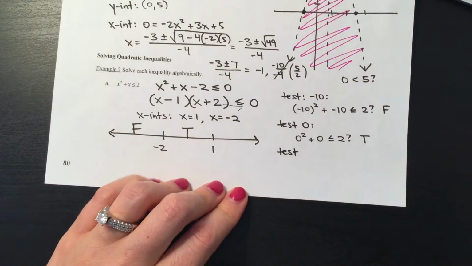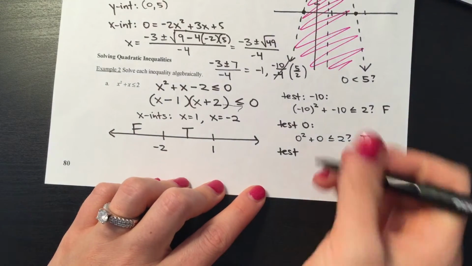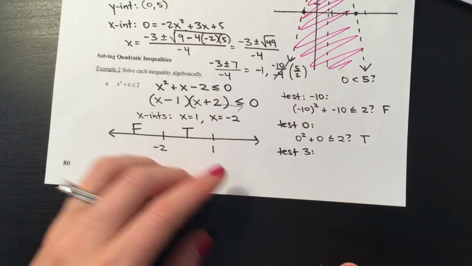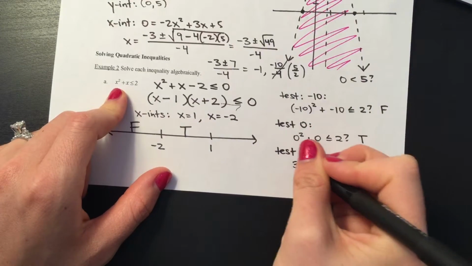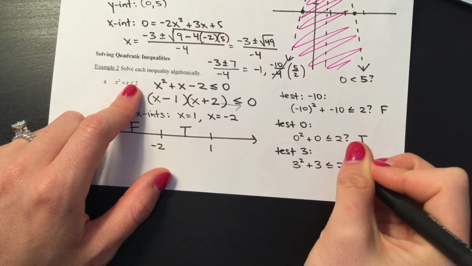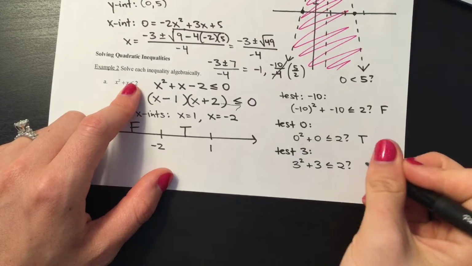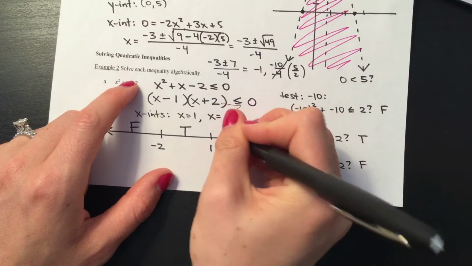Okay, third region, something bigger than 1. You can use 1,000 if you want. You can use 2, or whatever you want. Let's use 3. Okay, so test it. Is 3 squared plus 3 less than or equal to 2? 9 plus 3 is 12. 12 is not less than 2. So that's false. So this region is false.